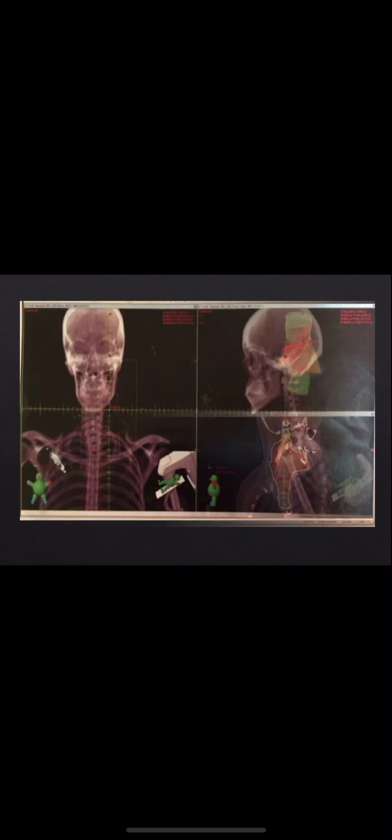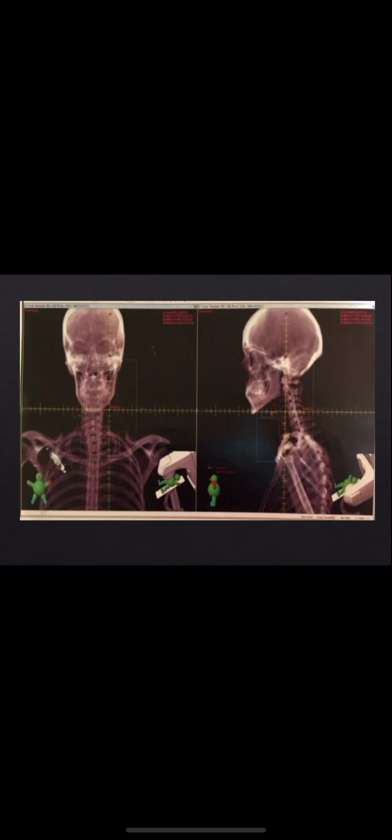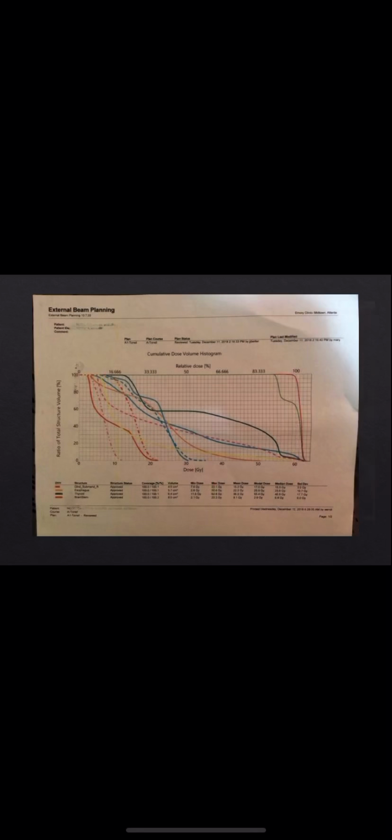And these are my images. And this is where the tumor was, right over here. It just shows the AP and the lateral where the tumor was. And this is my DVH.